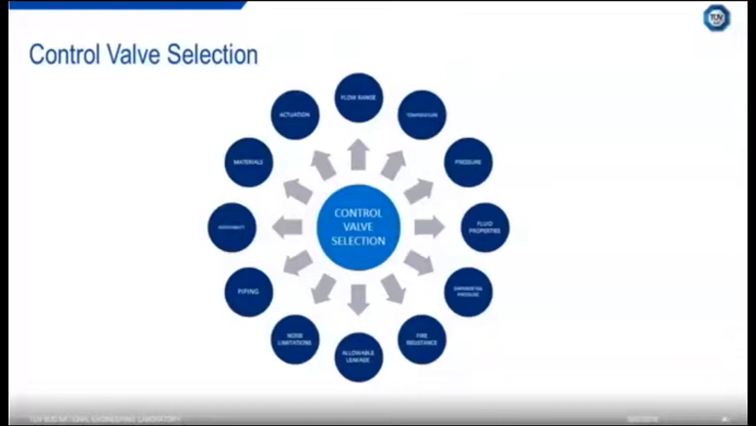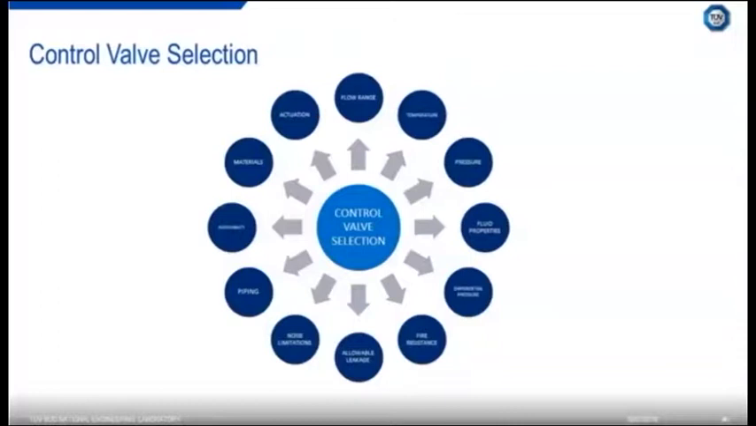And things like the piping system that you're going to install the valve in. What's the size of the piping? What's it rated to? What are the flange types, the process connections? All of these things you need to take into account when selecting a control valve.